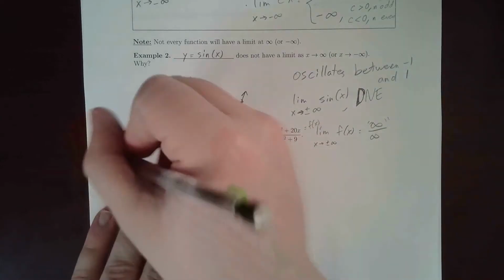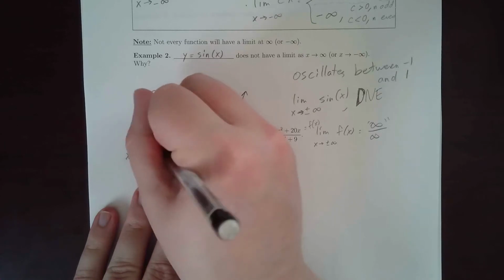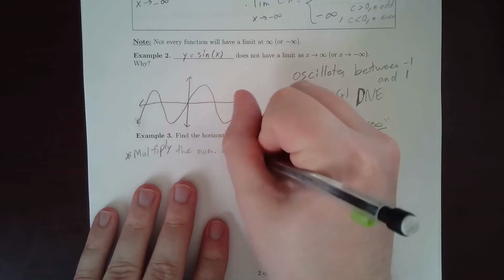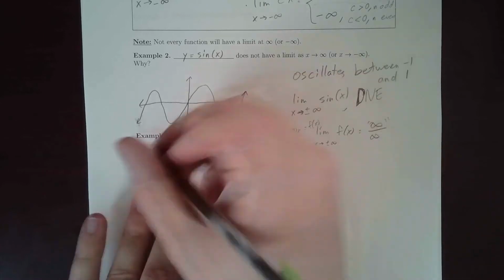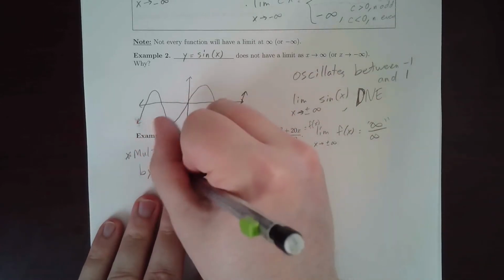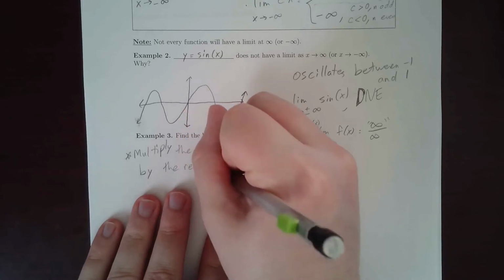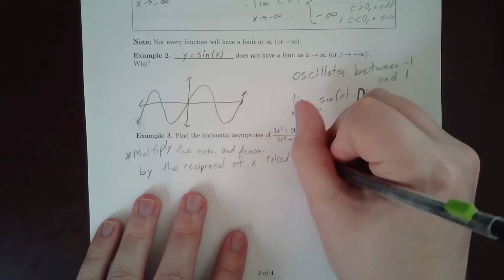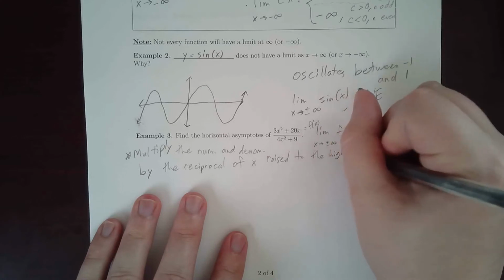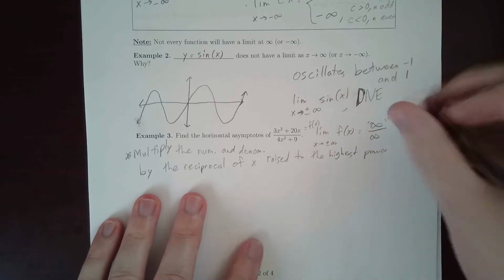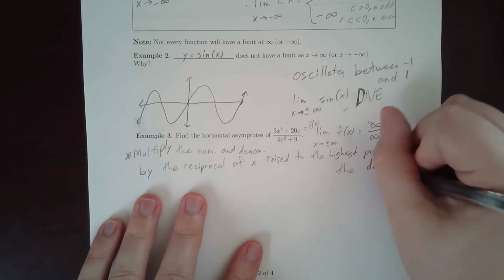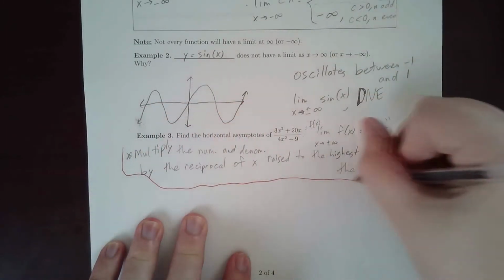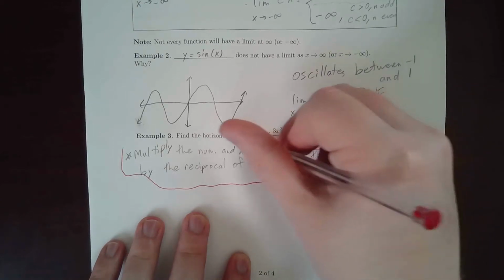So what we're going to do is multiply the numerator and denominator by the reciprocal of x raised to the highest power of the denominator. Circle that, because that's kind of our big idea here for how we're going to find these in the future.